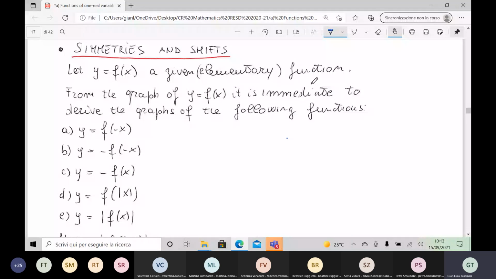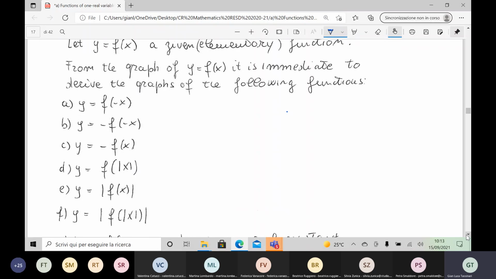Okay, suppose you have a graph of an elementary function, and I want to show that if you already know how to plot f of x, you can plot other functions: the graph of the function f of minus x, the graph of y equal to minus f of minus x, the graph of y equal to minus f of x, the graph of y equal to f of absolute value of x, y equal to absolute value of f of x, and y equal to absolute value of f of absolute value of x.